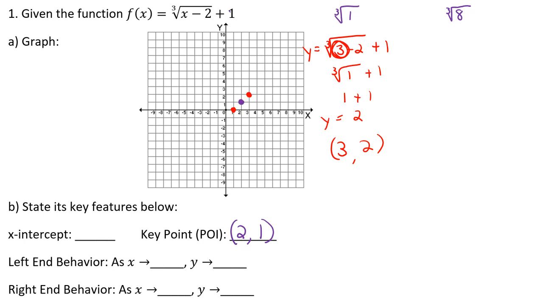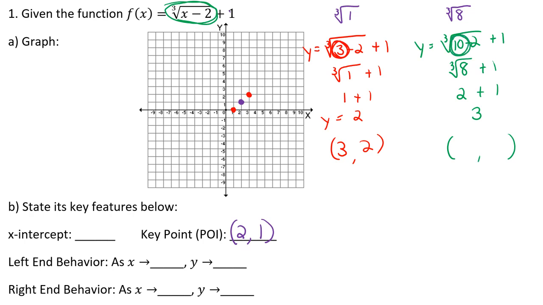Okay, now we got to go ahead and do the cube root of 8. So we ask ourselves, what number minus 2 is equal to 8? That would be 10 minus 2 is equal to 8. That's going to give us the cube root of 8. The cube root of 8 is 2, plus 1 is going to give us 3. So we plugged a 10 in, so that's the x, and we got 3 as y. So our point is 10, 3.